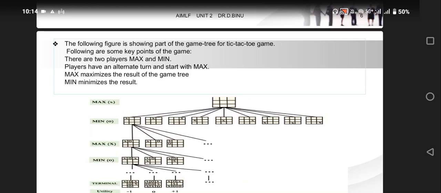Following are some of the key points of the game. There are two players, Max and Min. Players have alternate turns and start with Max. Max maximizes the result of the game tree. Min minimizes the result. The format of playing tic-tac-toe is represented in the diagram.